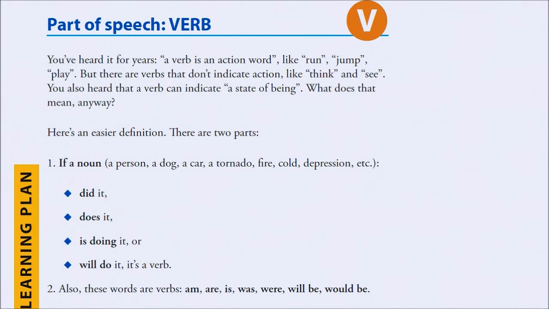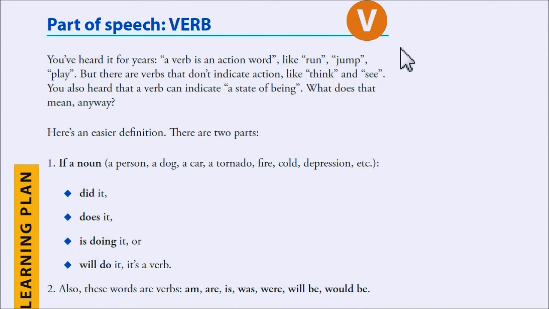So here we go. A verb is an action word. Now, you've heard this a long time. A verb is an action word like run, jump, play. But there are also verbs that don't indicate action, like think or see. I mean, you can be sitting there thinking, not moving, and there's still a verb applicable to what you are doing. You are actually thinking, but you're not moving. But it's still a verb because it's something that you're doing.